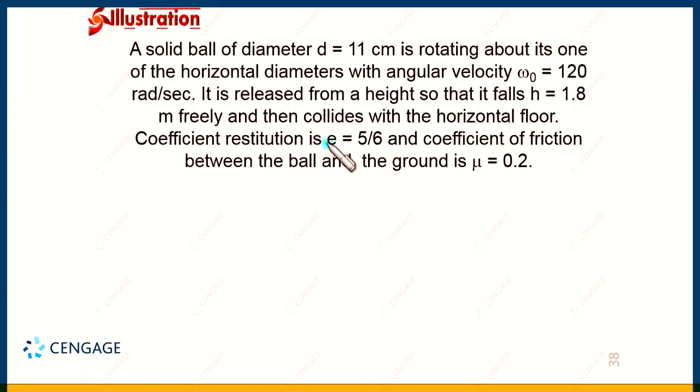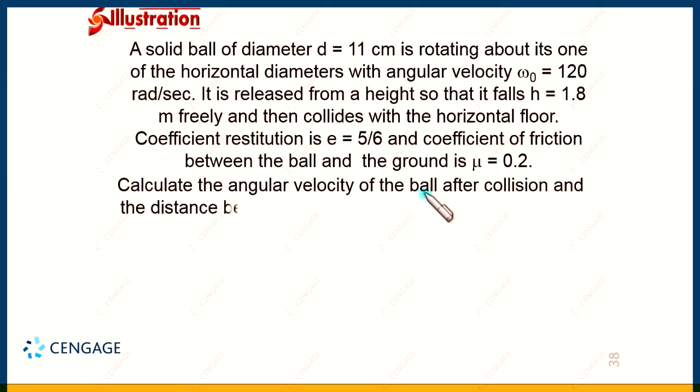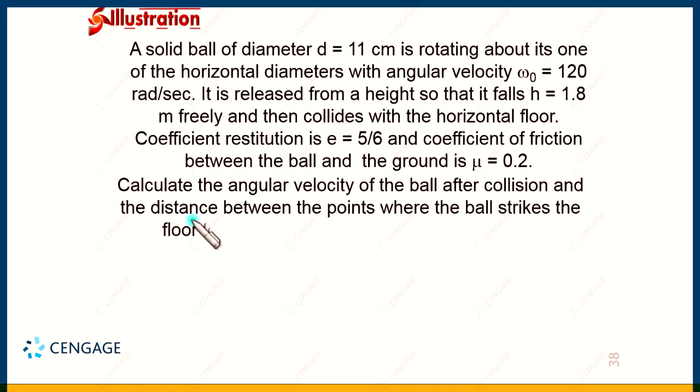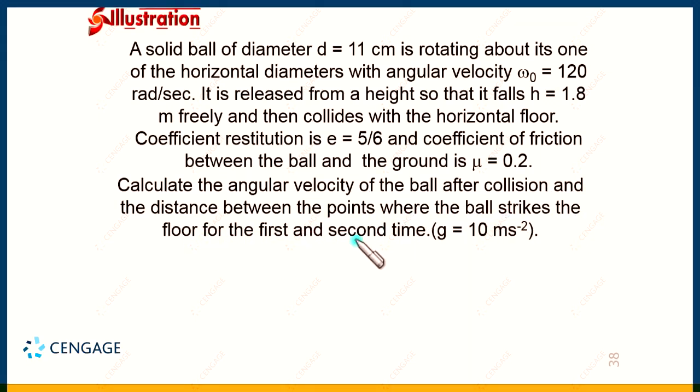We are given the coefficient of restitution is 5 divided by 6 and the coefficient of friction between the ball and ground is mu equal to 0.2. We need to calculate the angular velocity of the ball after collision and the distance between the points where the ball strikes the floor first and second time, and we need to use g equal to 10 meter per second square. Okay, so let us make the diagrammatical representation of the problem.